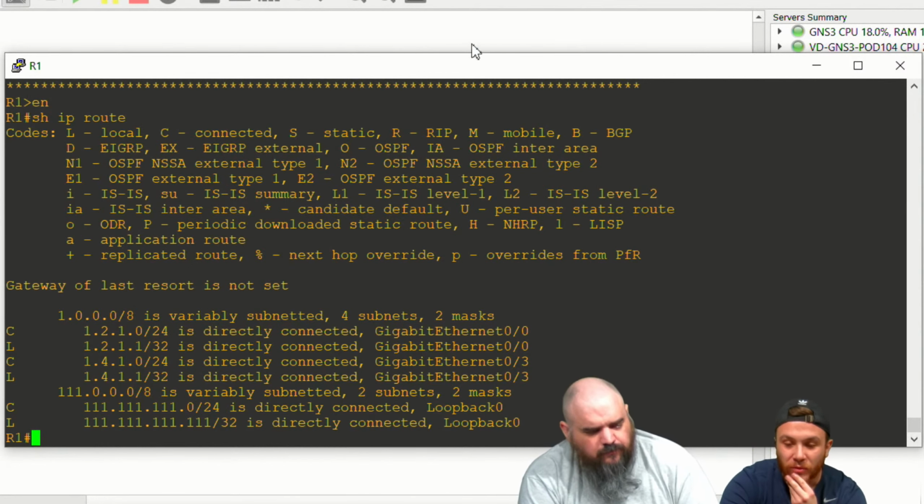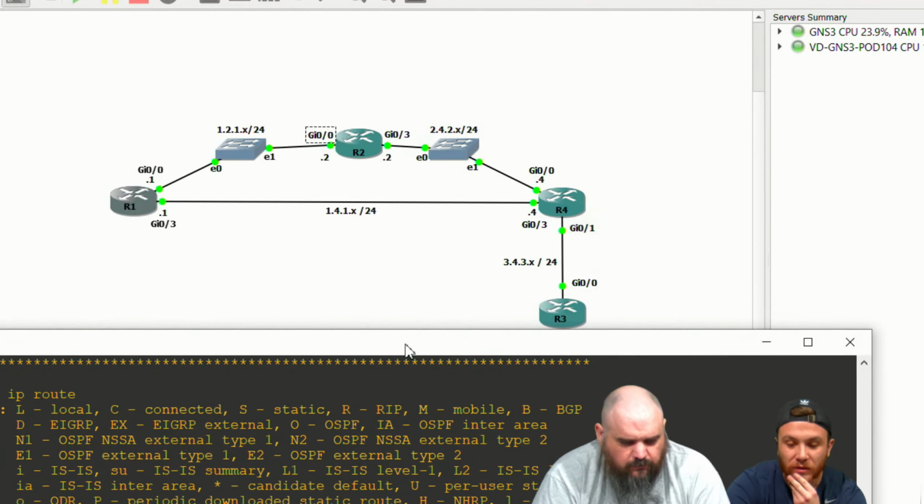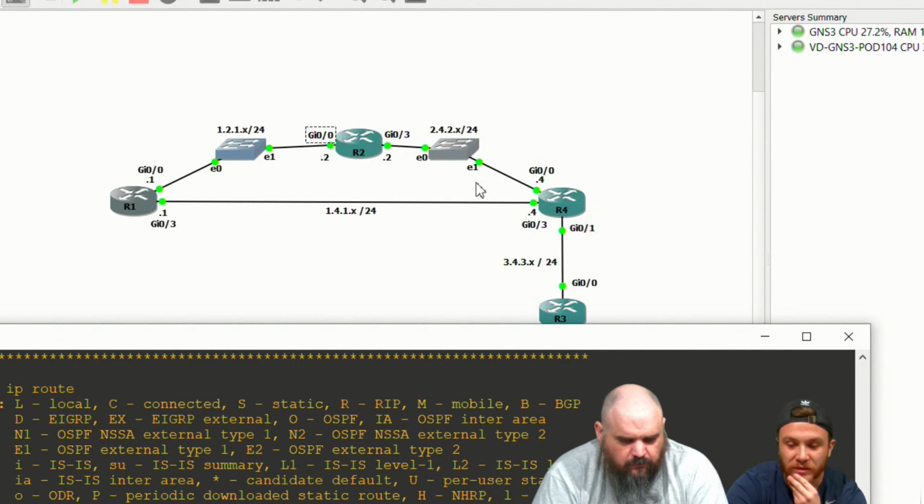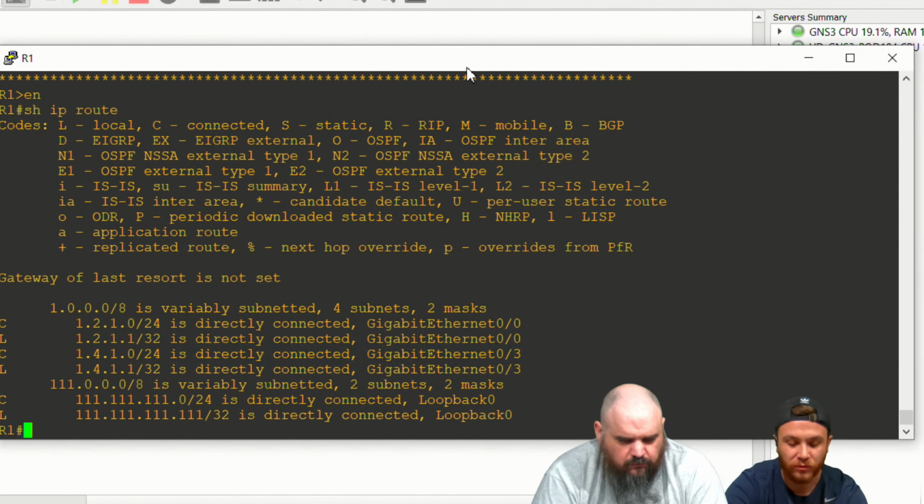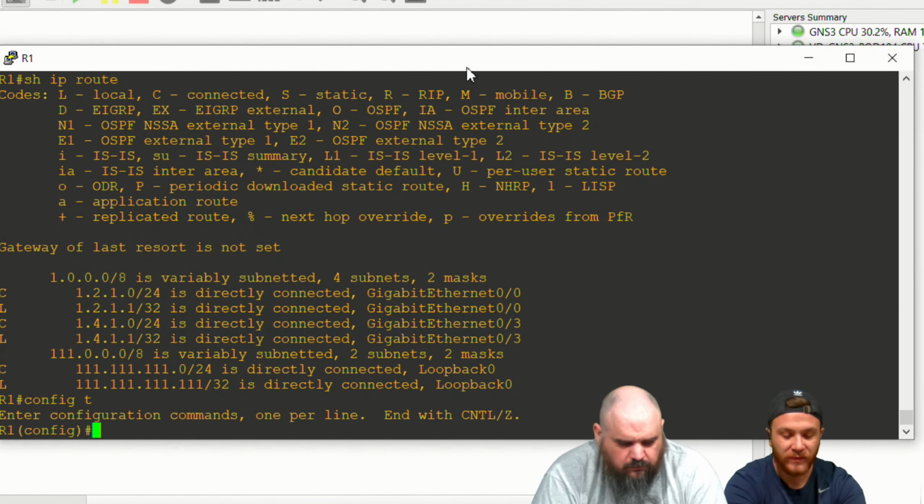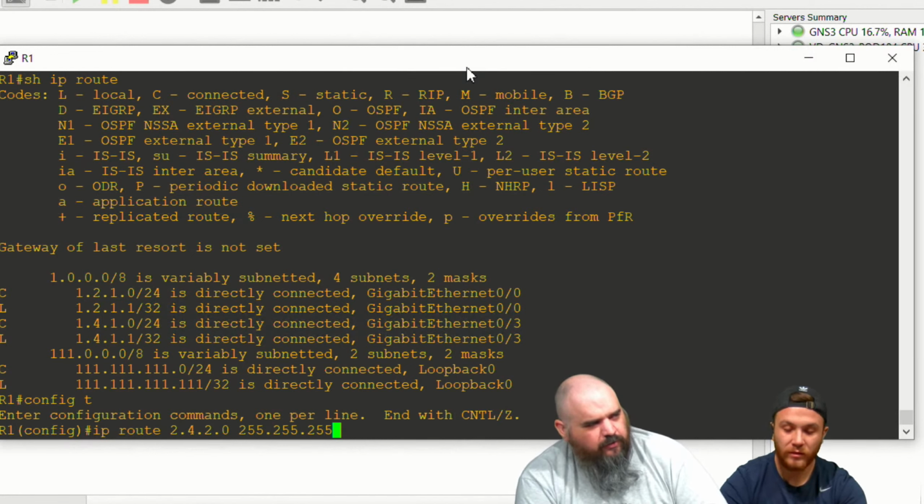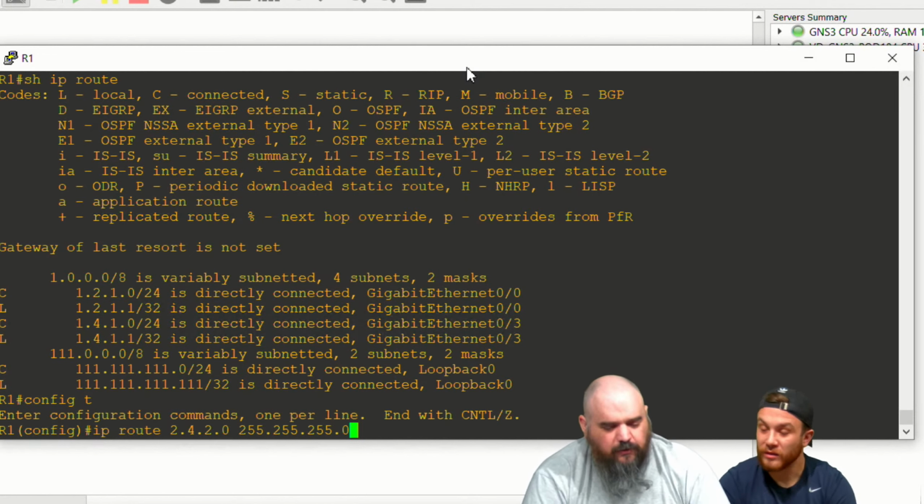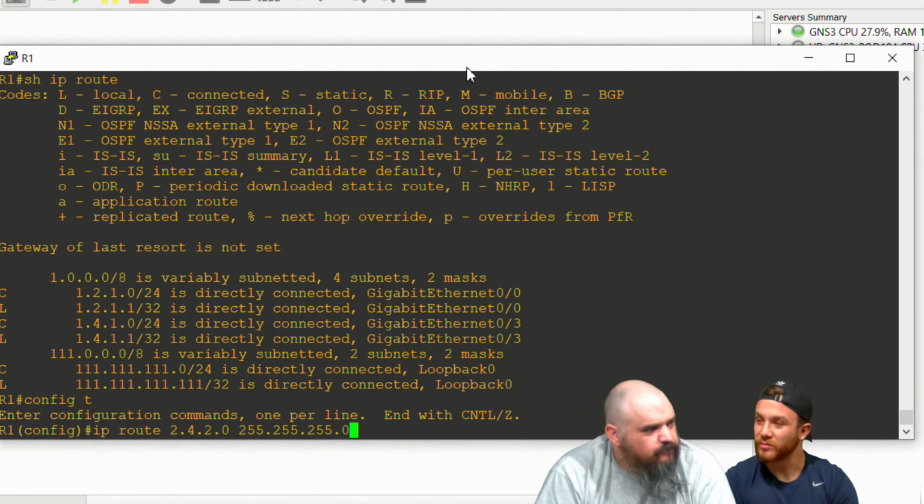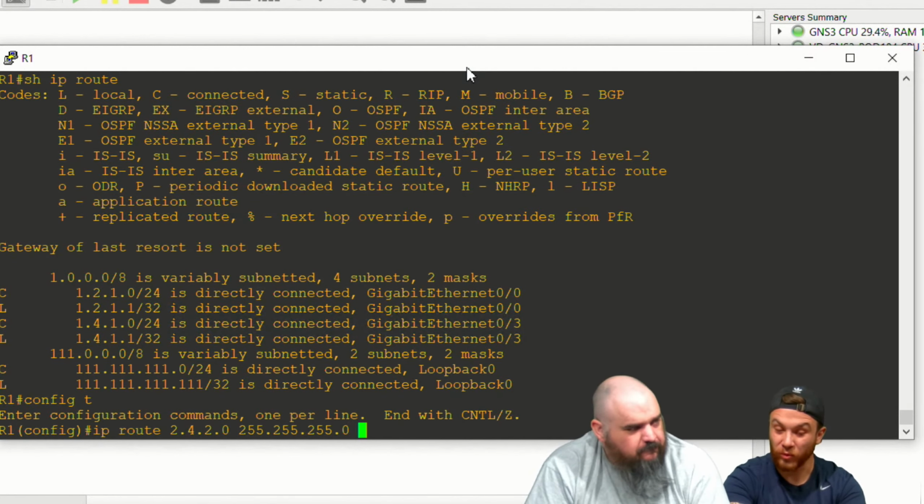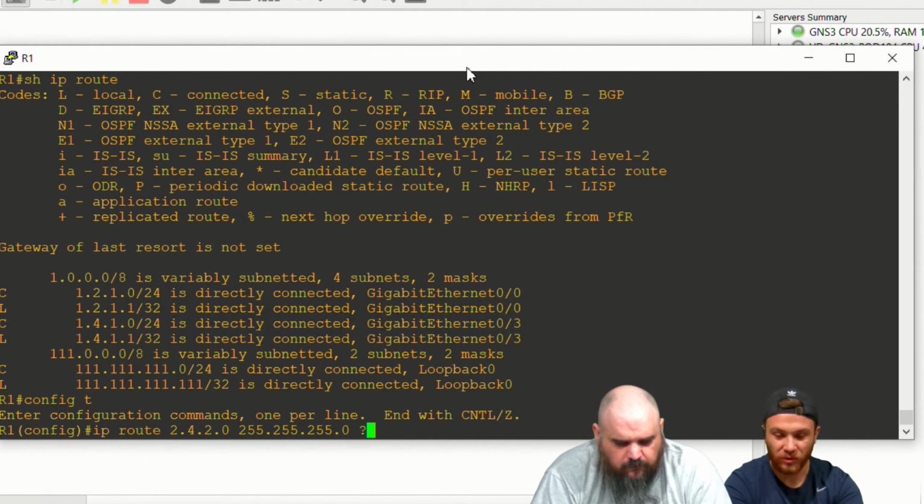Let's say, where do I want to go? Looking at our little diagram, from router 1, let's say I want to get to 2.4.2.0/24. We're going to go ahead and config t, ip route 2.4.2.0. Then you define the subnet mask, right? Can you do /24 there, or do you have to type it out? You do have to type it out, is my understanding. Some vendors are a little more relaxed about it, but Cisco, as far as I'm aware, with this IOS version we're running, is going to require it.